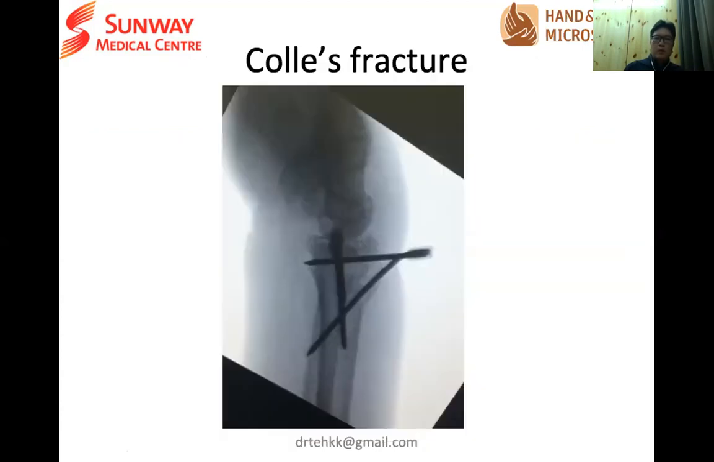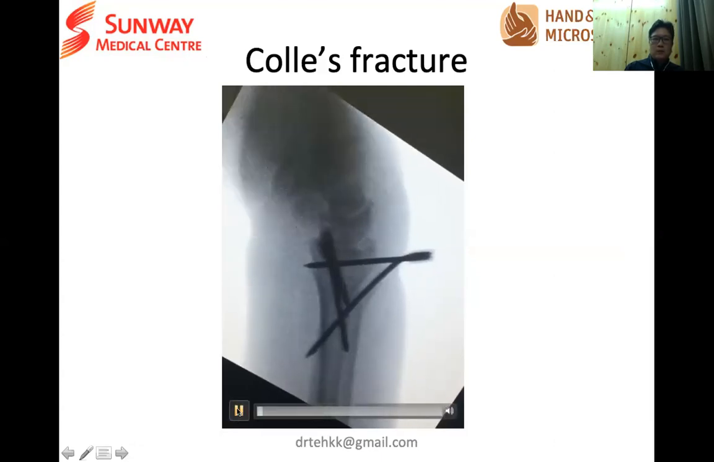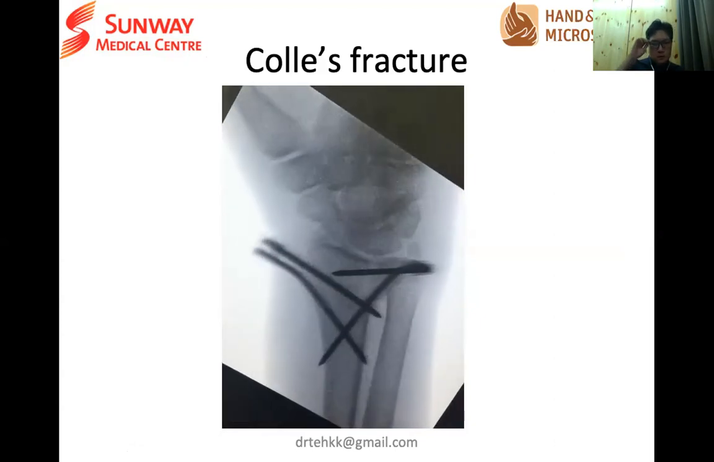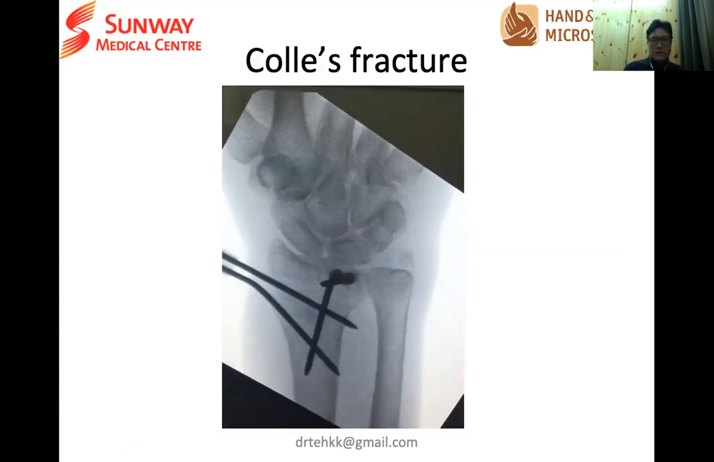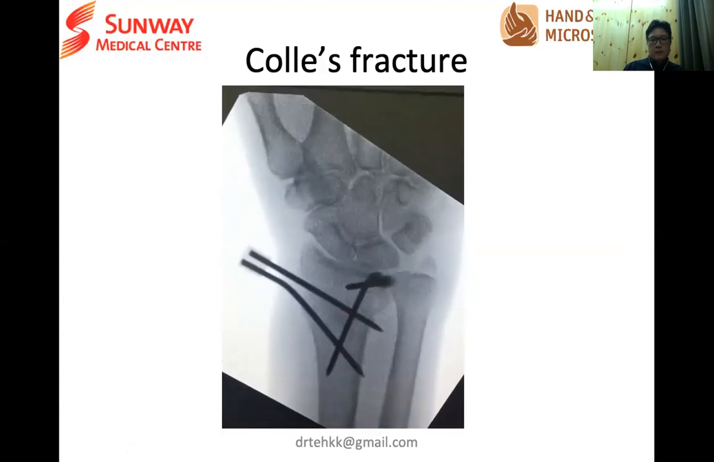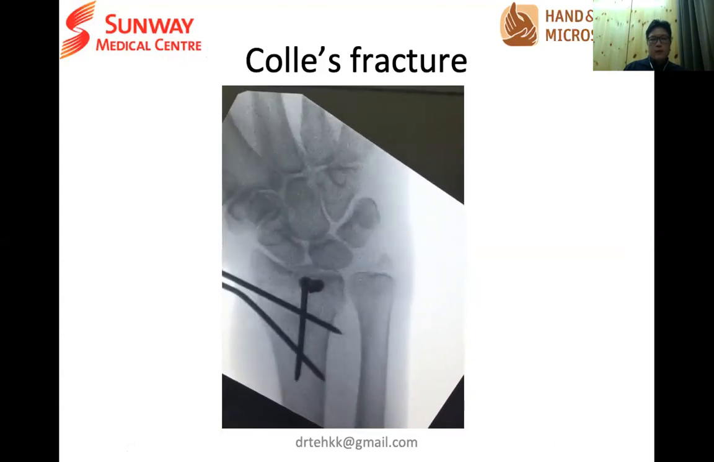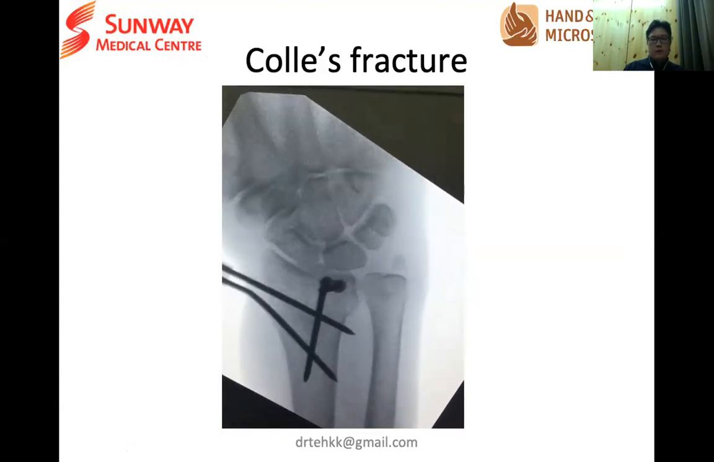So how do I do that? I do this under local anesthesia. This is a Colles fracture that I fix with four wires. If you can see, there are four wires there. This is in the operating room. She's moving on her own, and you can see the fracture is already stable with just four wires.